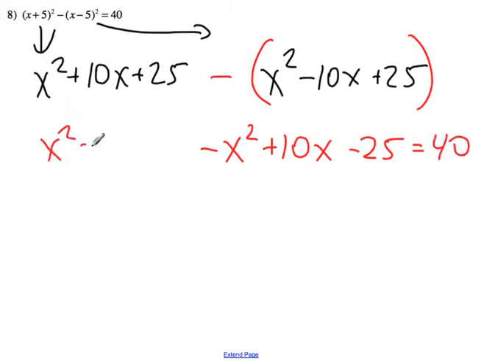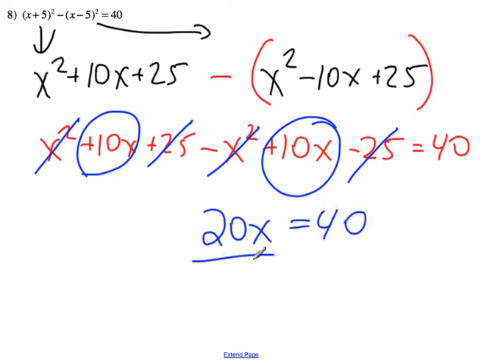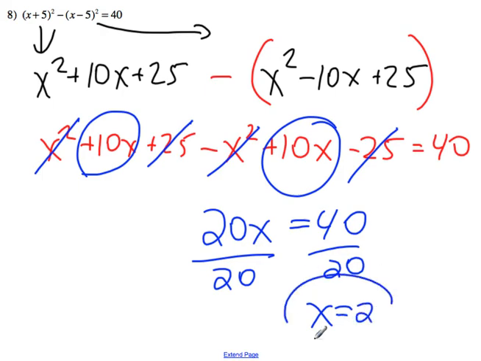Let me rewrite the whole thing. So now what happens is the minus 25 and the plus 25 cancel out. The minus x squared and the plus x squared cancel out. And then we're left with 10x and 10x, which is 20x, and that's equal to 40. Divide by 20, divide by 20, so x equals 2.